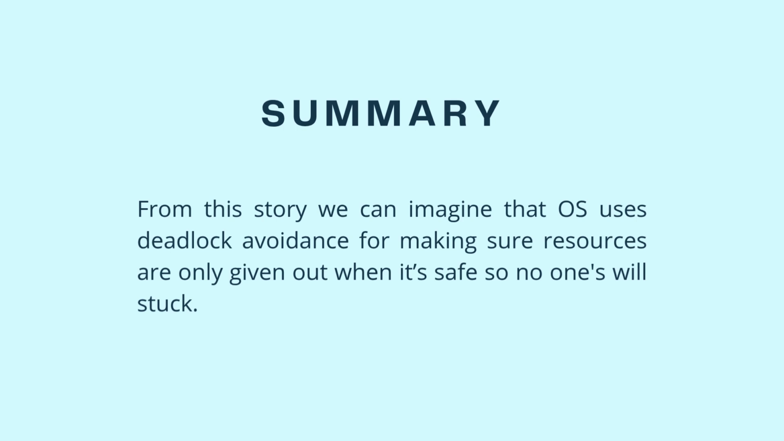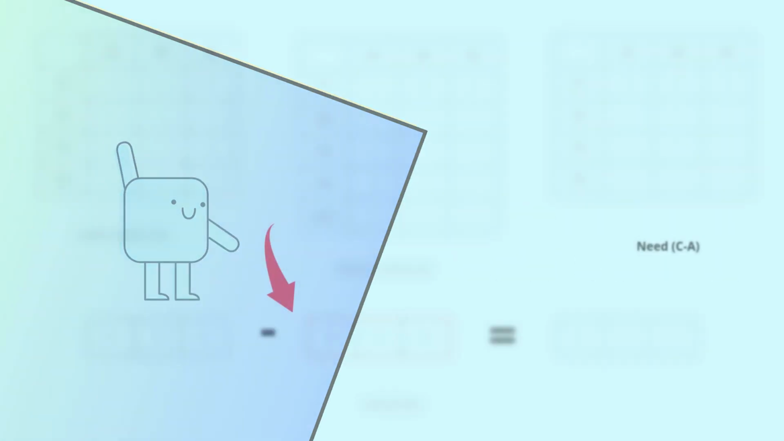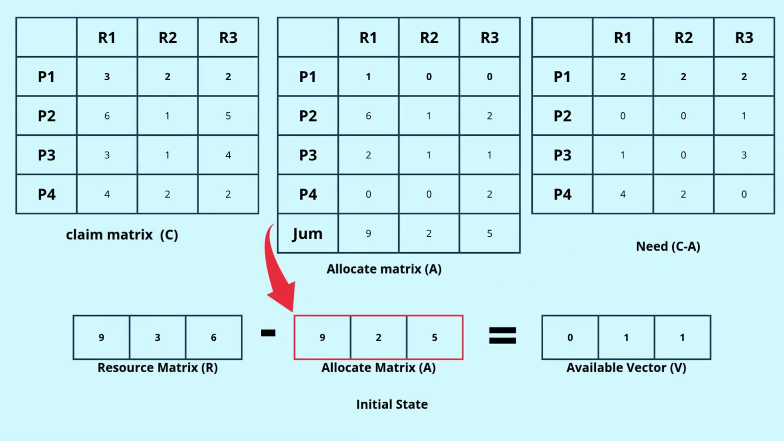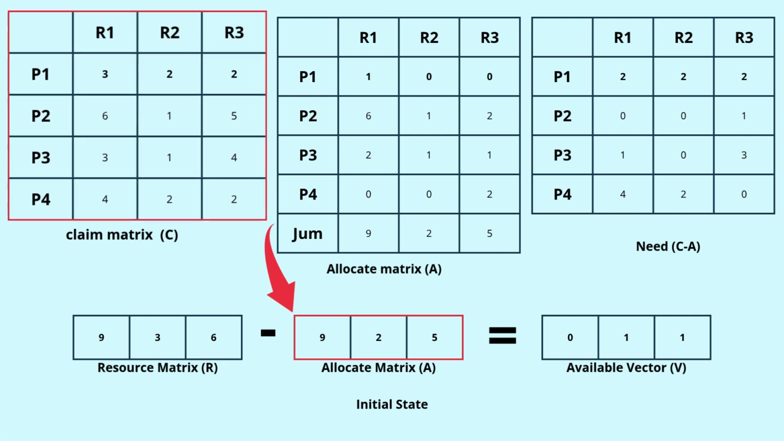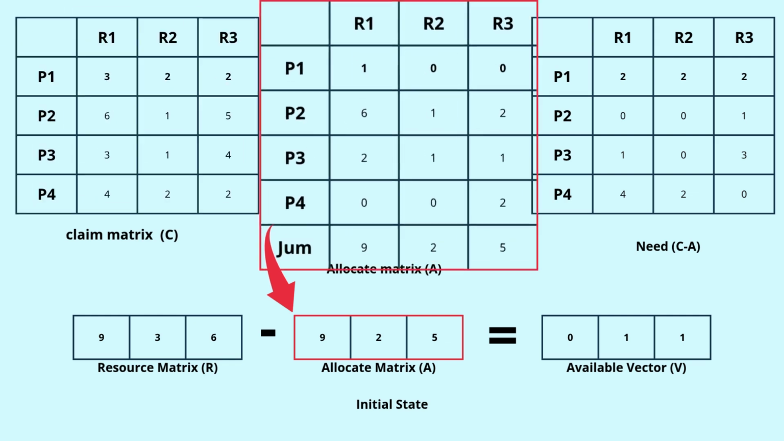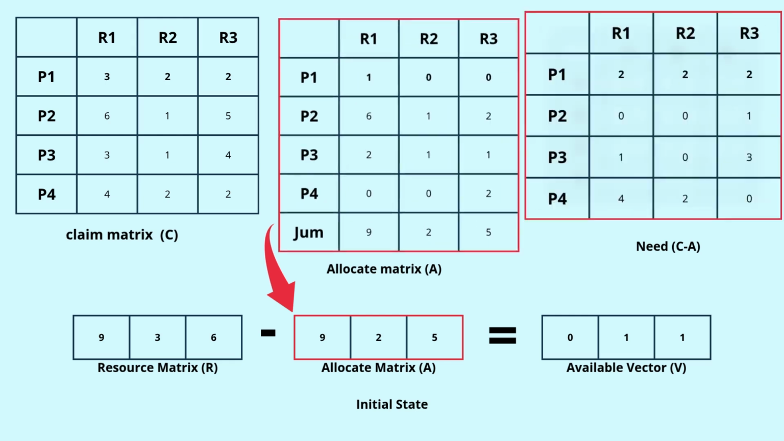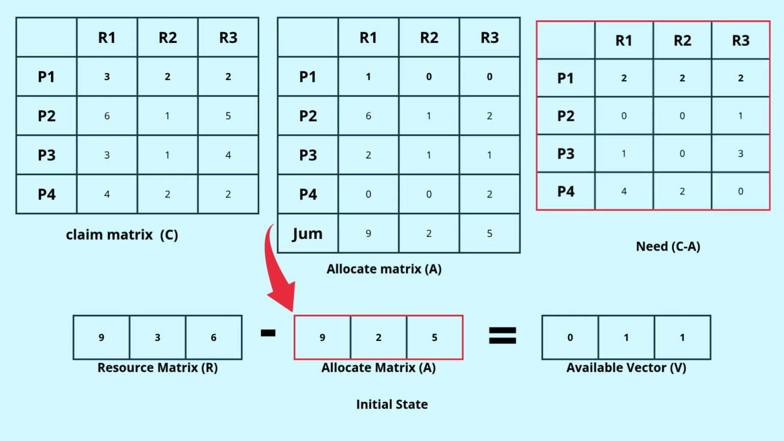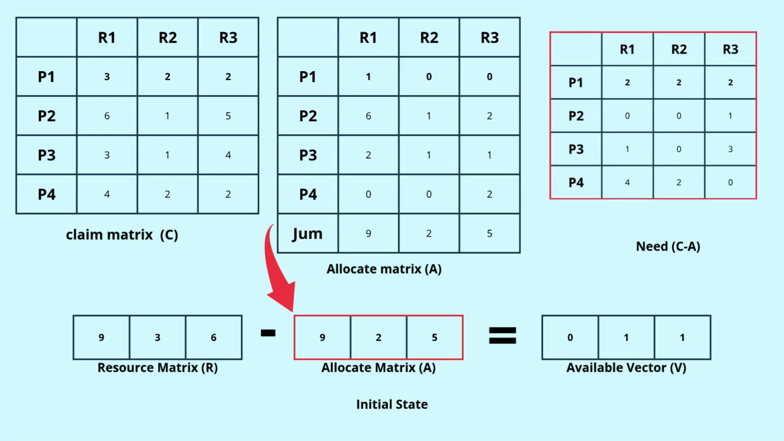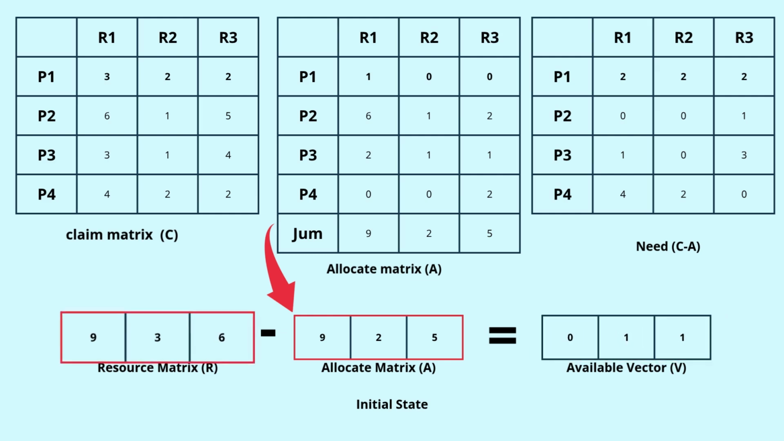Let's continue. How to determine a safe state. In Banker's algorithm, there are four main components in the calculation. First, the claim matrix shows the maximum resources. Second, the allocation matrix shows how many resources have been given to each process. Third, the need matrix shows how many more resources each process needs to complete. Lastly, the available vector shows the remaining resources. The resource vector refers to the total system resources.